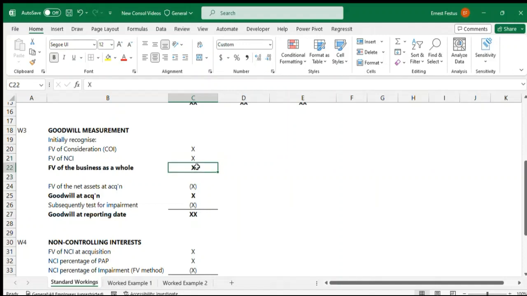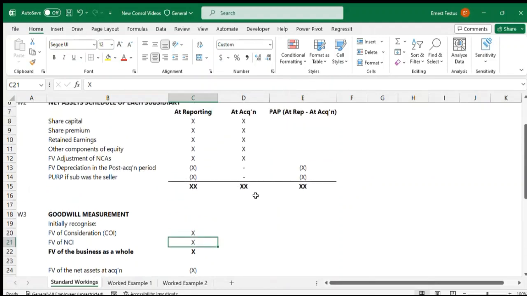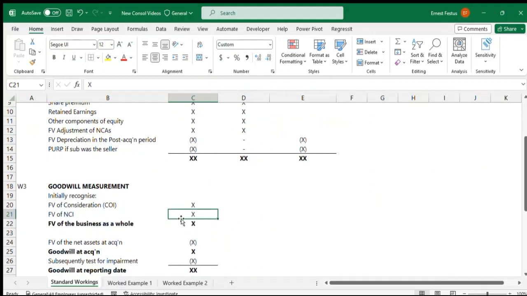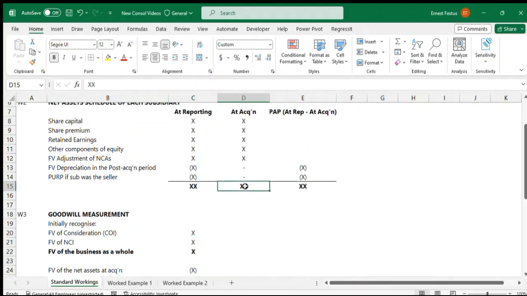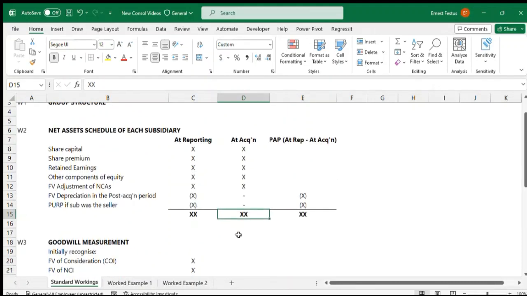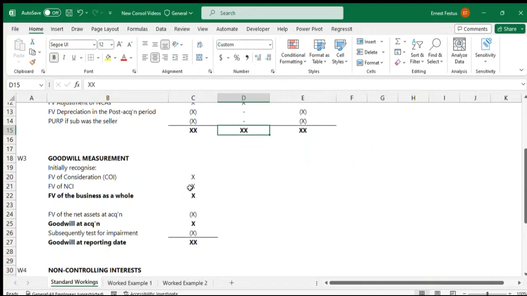So we can either use the fair value, which is always given in a question. So they will tell you that the fair value of the non-controlling interest is this. So that is the fair value method. Or you can also use the proportionate share of the non-controlling interest of the net assets at acquisition. So if that is the case, what we do is that we apply the non-controlling interest percentage on this particular value, which is the net assets at acquisition value. So this is what we get, and then we add those two together to get the value of the business.